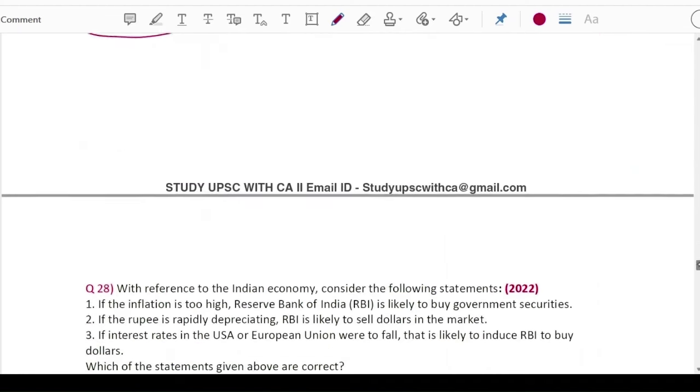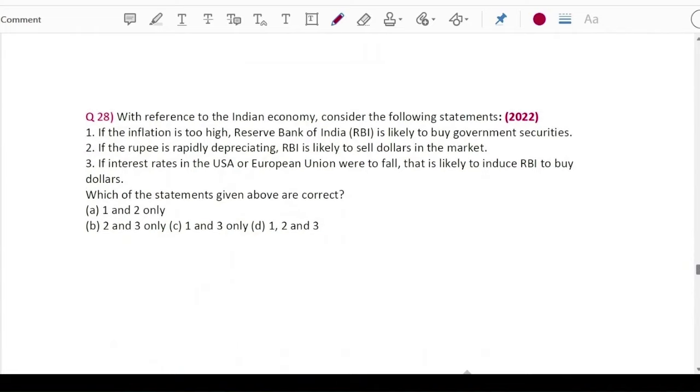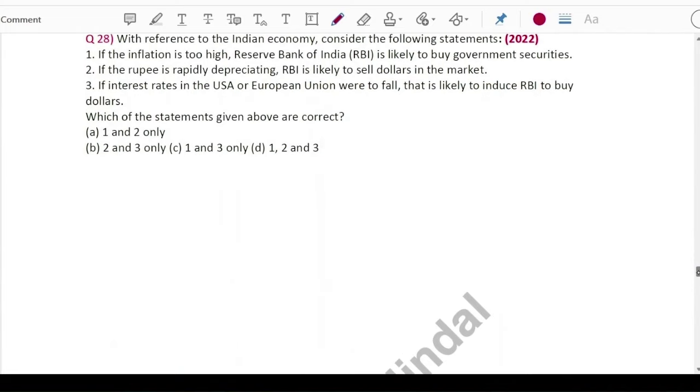Coming to question number 28, with reference to the Indian economy, consider the following statements. If the inflation is too high, RBI is likely to buy government securities. Here you need to remember the summary chart that we discussed in lecture 1. Let's revise that. Now here government is buying government securities. Buying government securities, what does it mean? It means paisa aayega with public.